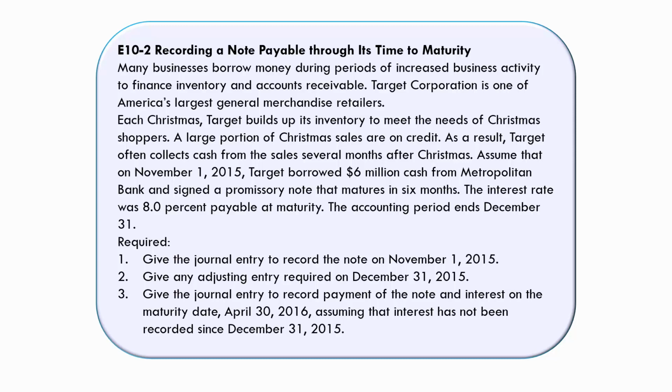So it would be 2 months of interest, or 2/6 of 4%. Another way to look at it is 2/12 of 8% is going to be their interest expense and their interest payable that they need to accrue on December 31st. Then on the third entry, which is on the maturity date, April 30th of 2016, 6 months after they took out this note, they're going to have to pay the interest, which is all of the interest, and they are also going to have to remove part of that interest payable and record new interest expense.